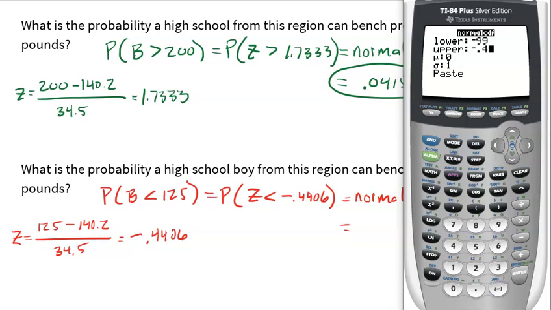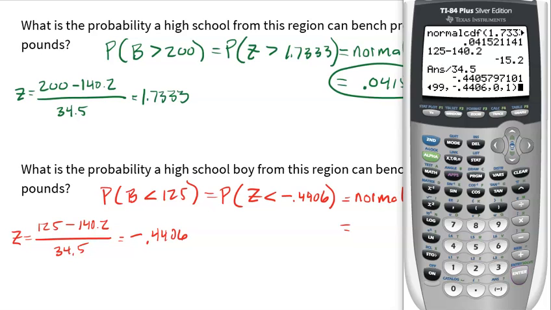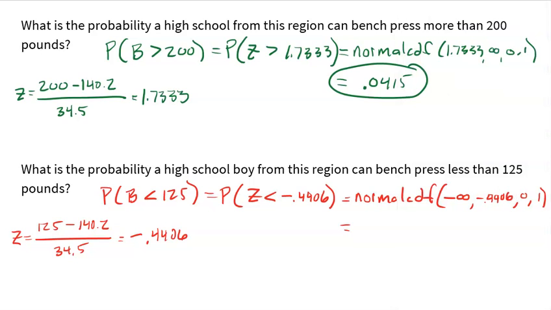Negative 0.4406 is my z-score. And 0.3298. So this would not be significant, 0.3298. So if a boy benched 125 pounds or less, that would not be significant. That would not be weird. It just happens. In fact, it happens almost 33% of the time. It would not be weird for a boy to bench less than 125 pounds. In fact, it's pretty common.